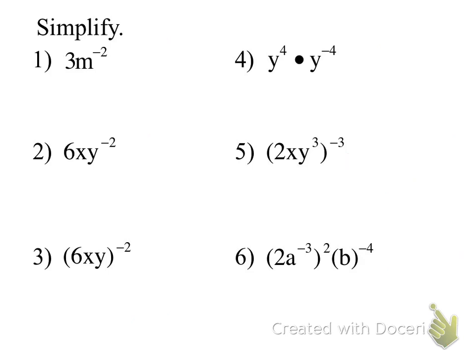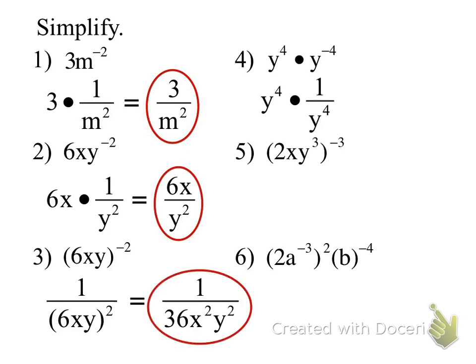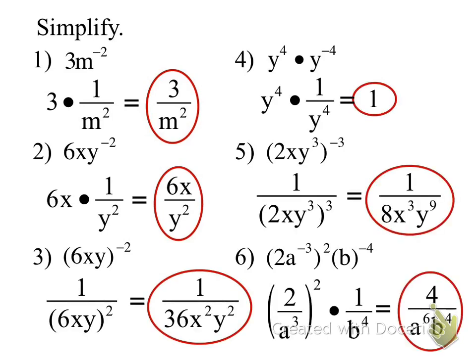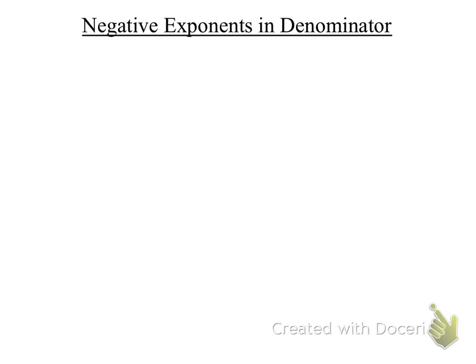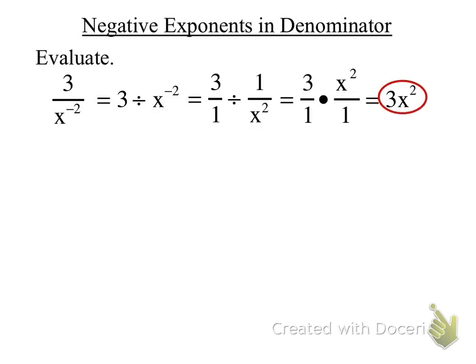Hold on, let me see if there's anything on the last one. Okay, if we have negative exponents in the denominator, very quickly, I would just reciprocate it right away. Rewrite it. The reciprocal would be 3 times x squared. Got it? Let's see if there's any others here.